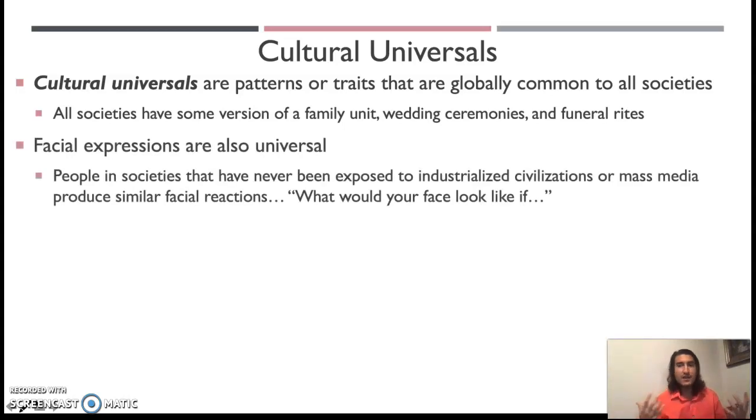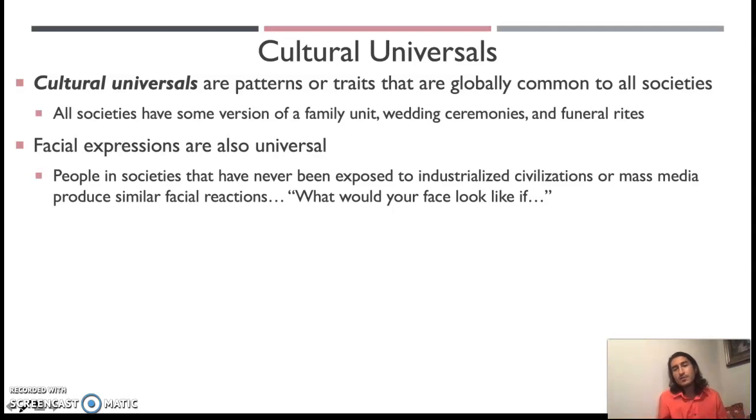Interestingly, a study once found that facial expressions, so how we respond to stimuli in our social environments, are also cultural universals. For example, people in societies that have never been exposed to industrialized civilizations, mass media, etc., still produce similar facial reactions when they're cued with certain stimuli.